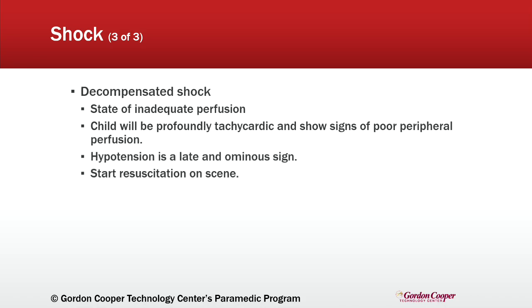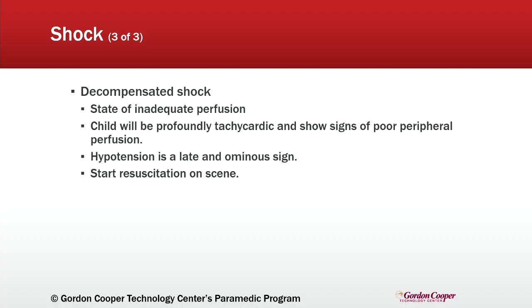Now, decompensated shock is going to occur when the mechanisms to improve perfusion are no longer enough to maintain normal blood pressure, just like with an adult. It includes hypotension relative to the child's age. The child will be severely tachycardic and show signs of poor peripheral perfusion. There may be an altered appearance or altered cognition. Hypotension, of course, remember, is a late sign, and it is very concerning. It's a very ominous sign with these little ones.